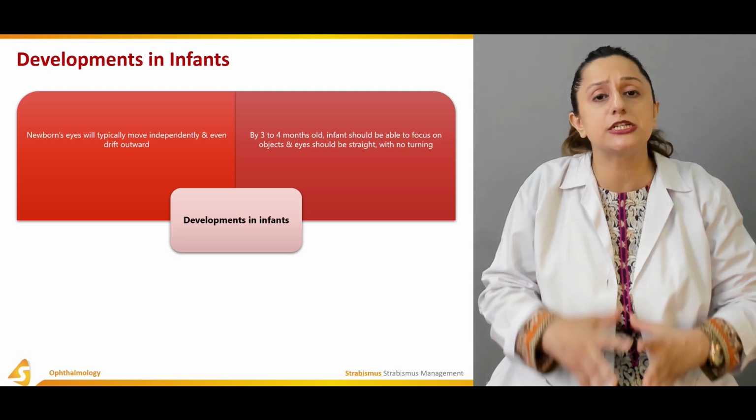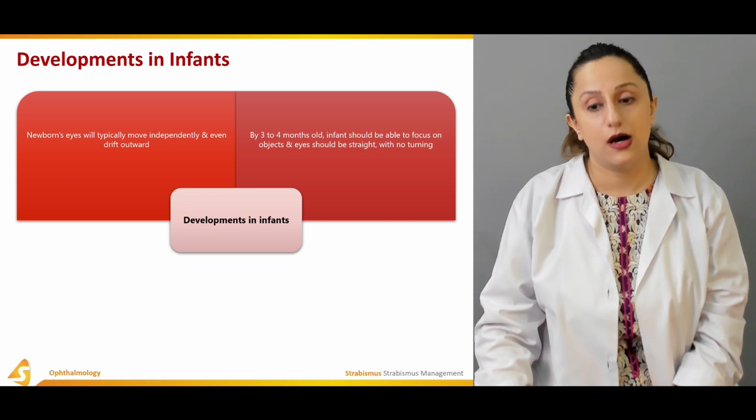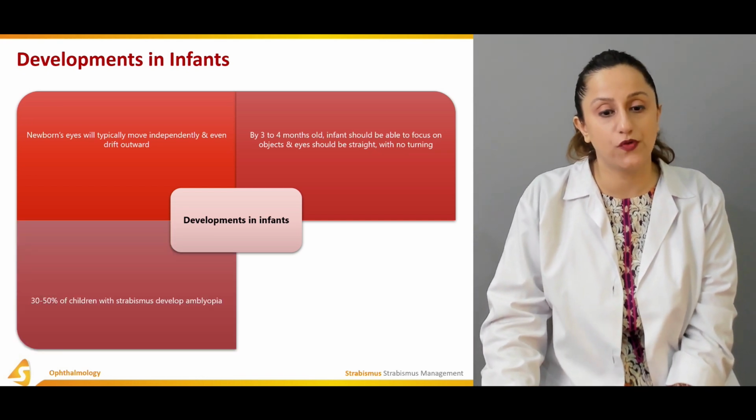So it's not going to be a particular diagnosis just right away. You have to wait and watch till the infancy period is over.